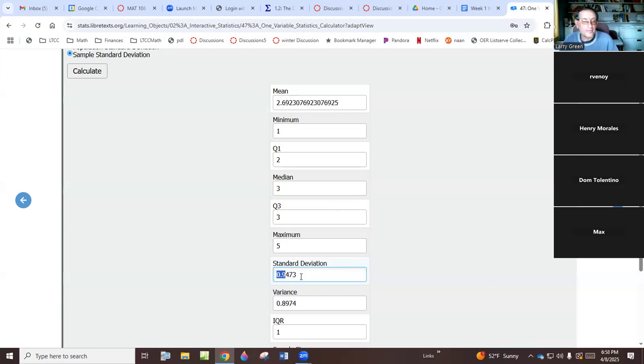Okay, so the standard deviation in this case is around 0.9. That means that on average, the mean here was about 2.69. If I add 0.9, that gives me about 3.6. And if I subtract 0.9, that gives me about 1.8.